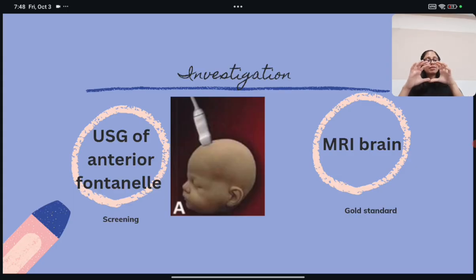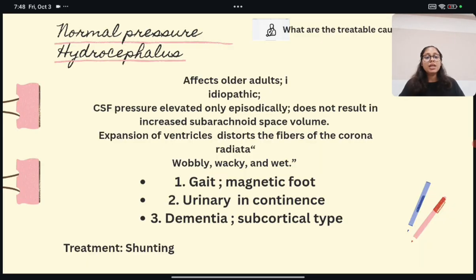So these sutures will have some spaces between them, and these spaces are the anterior fontanelle and the posterior fontanelle. Now, to make a confirmed diagnosis, we are going to do an MRI of the brain, because in MRI you can see the complete image of both the lateral ventricles, and hence this will be our gold standard to diagnose hydrocephalus.